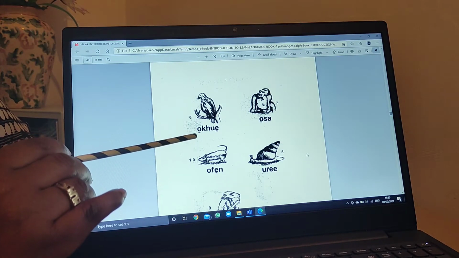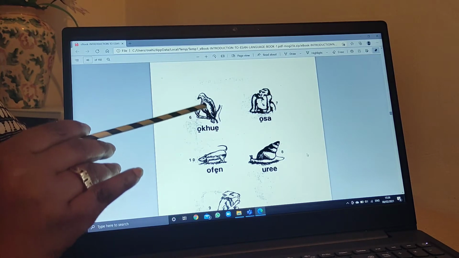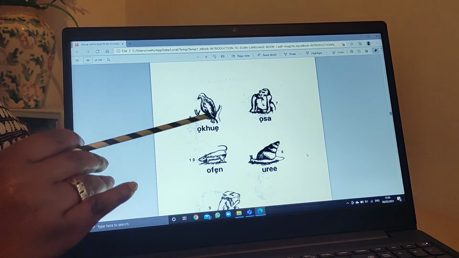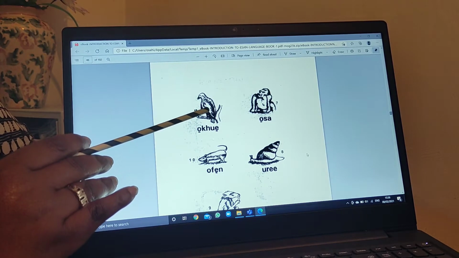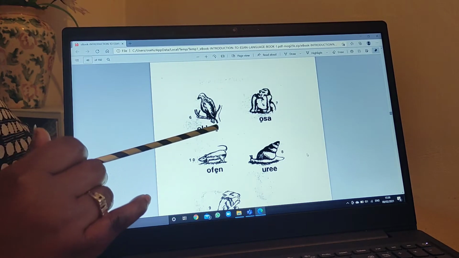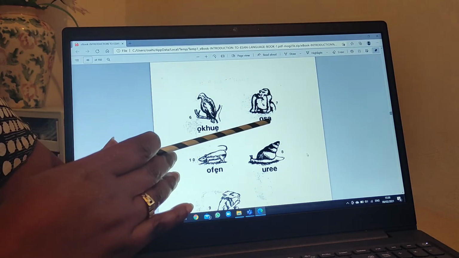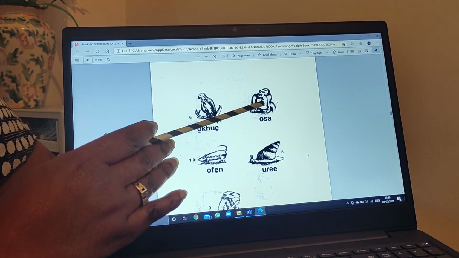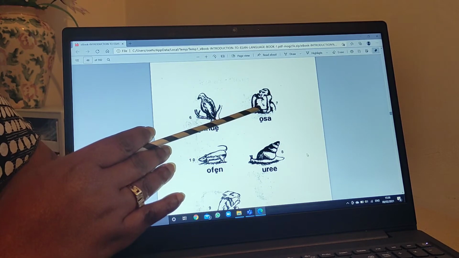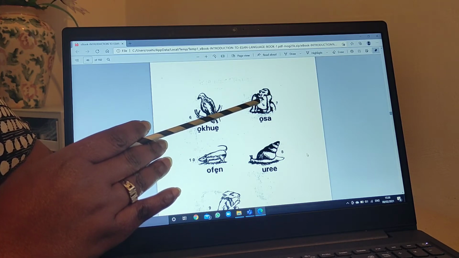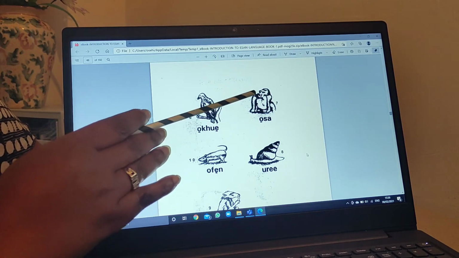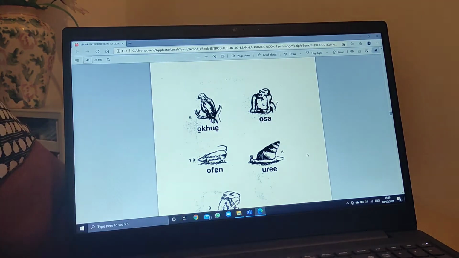Then the next one here is Ohwe, which is parrot. I know many people, when I was growing up, used to keep parrots a lot as pets in Esan and probably in other parts of Nigeria. So Ohwe is parrot. Osa is chimpanzee, as you can see here, or gorilla. I think gorilla and chimpanzee are all in the same family, so they can all be called Osa in Esan.